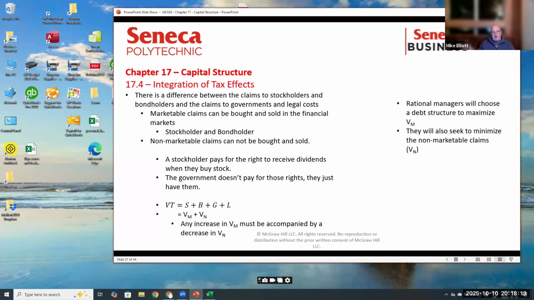There are a group of other claims that I can't get rid of in any way, shape, or form. I defy you to show me how you can sell the government's claim on your company. You can't do it. It's not possible. How do you sell the legal expenses? You can't really do it. So we'll call those non-marketable claims.